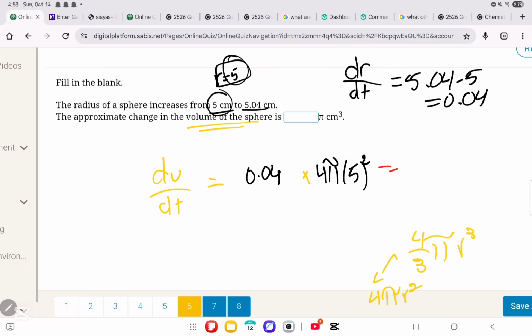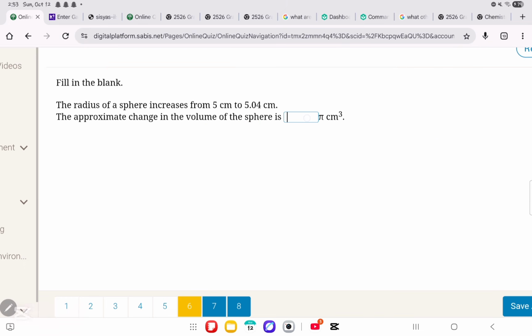Now, using all of this, we'll be able to find the approximate change in volume, not velocity, my bad. I'm thinking about physics right now, my bad. So it will be 0.04 times 4 pi times 5 squared. So it's gonna be what? It's gonna be 4 pi centimeter cubed. We move on to question number 7.